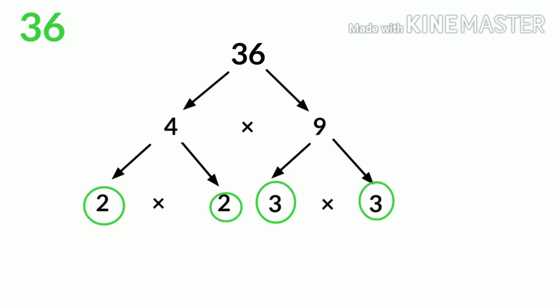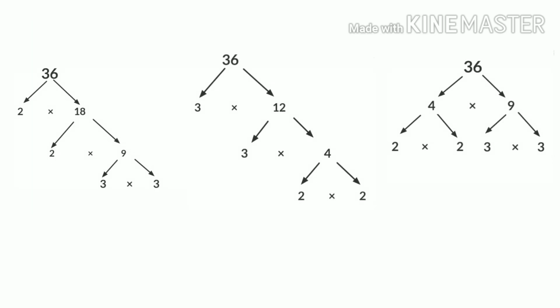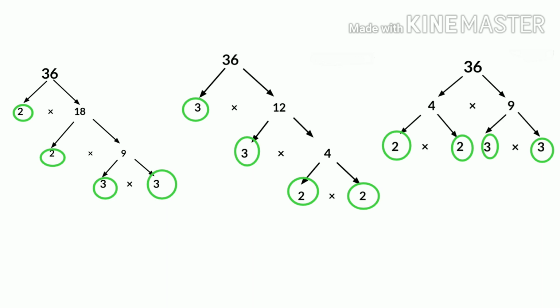Now, looking at these numbers, we can say that these numbers have no other factors except 1 and themselves. So we will stop here. So this is also a factor tree of 36. Now, by observing the three different factor trees of 36, we can say that the factors that we got from the three factor trees are the same.